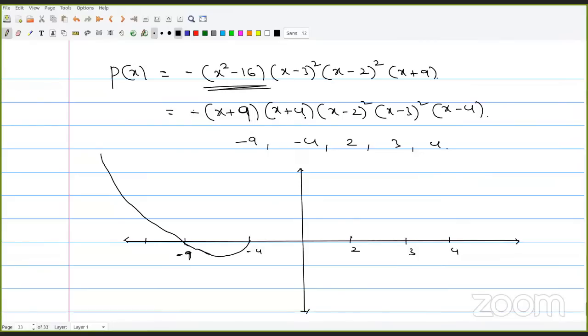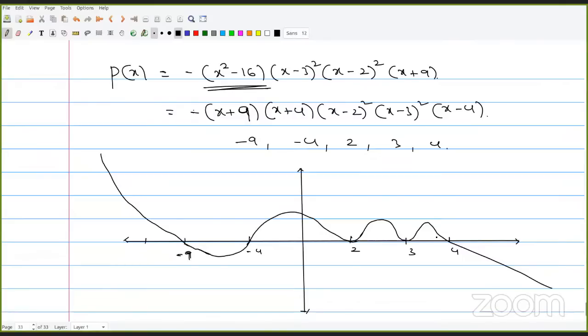After that you see the multiplicity of minus 4. If the multiplicity of minus 4 is odd, you just cross the x-axis. And again I have to reach 2 because 2 is a root. Once I reach 2, I look at the multiplicity. If the multiplicity is even, you should bounce back. Here the multiplicity is 2, so I will just bounce back onto the same positive side. The multiplicity at 3 is also 2, so again we bounce back. Then you have to reach 4. The multiplicity of 4 is odd, so it won't bounce back.